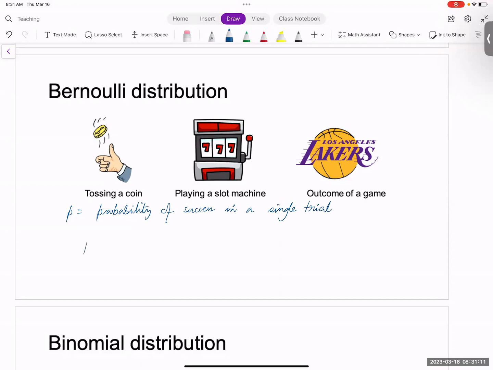right? So probability X is equal to little xi. I'm saying X is my Bernoulli random variable. And then X is equal to little xi. This is equal to just P if the outcome is a success. This is equal to 1 minus P if the outcome is a failure. That's a Bernoulli random variable.